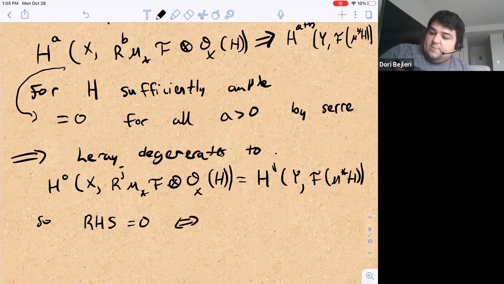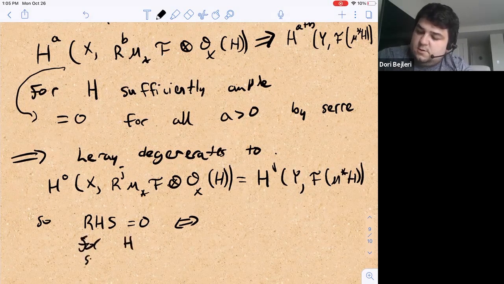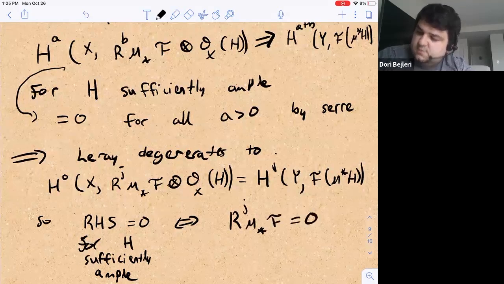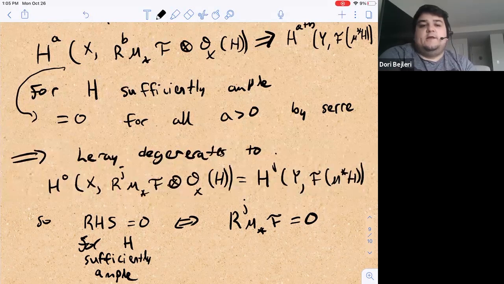But because we're twisting by a large enough ample here, the only way that we have no global sections after twisting by sufficiently ample is if our sheaf is 0, because that's one of the criteria for ampleness: when we twist by a large enough ample, we always get global sections. So the right-hand side is 0 for H sufficiently ample if and only if this push forward is actually the 0 sheaf, because we'll always get global sections otherwise. Okay. Any questions about the lemma?